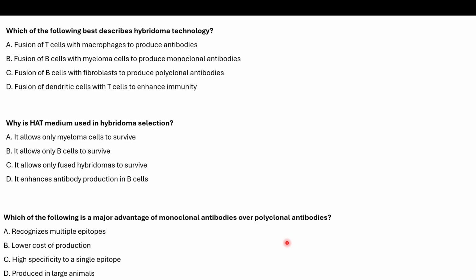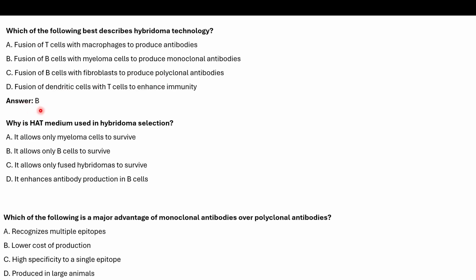Okay. So now let's look at some of the questions. Which of the following best describes hybridoma technology? Fusion of T cells with macrophages to produce antibodies? No. Fusion of B cells, which is antibody producing, with myeloma cells, which divides continuously, to produce monoclonal antibodies. This is the correct option. Fusion of B cells with fibroblasts? No. Fusion of dendritic cells with T cells? No. Correct option is option B.